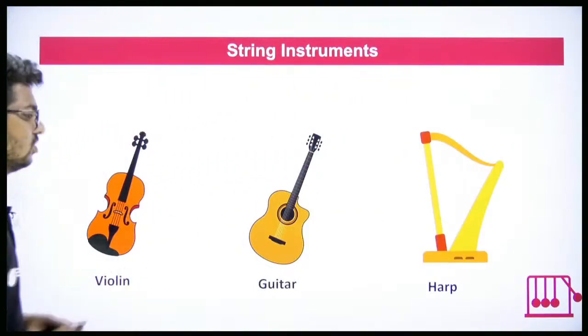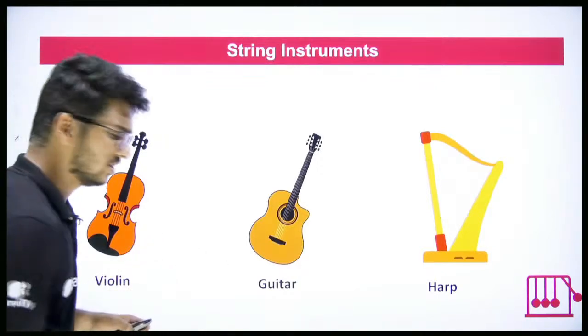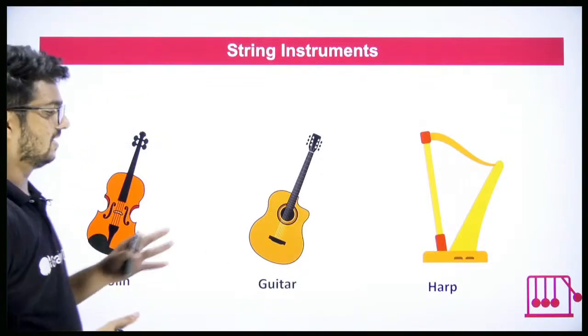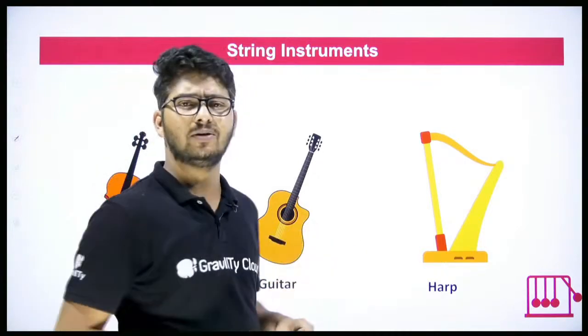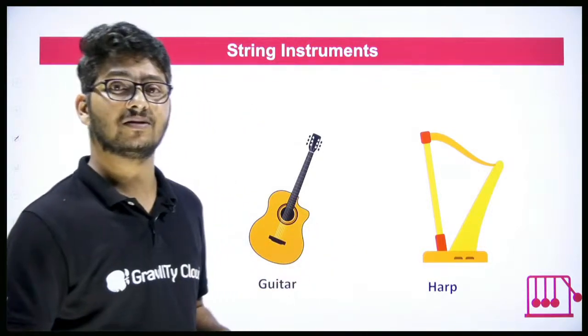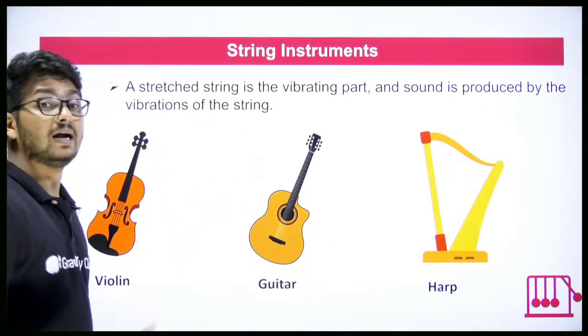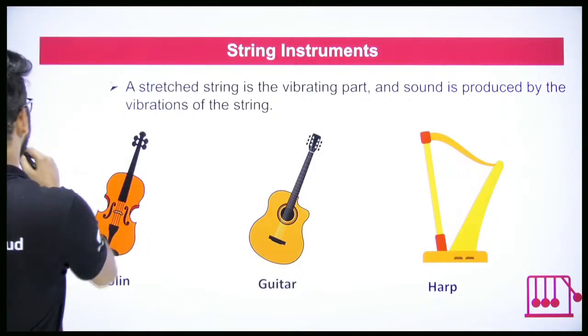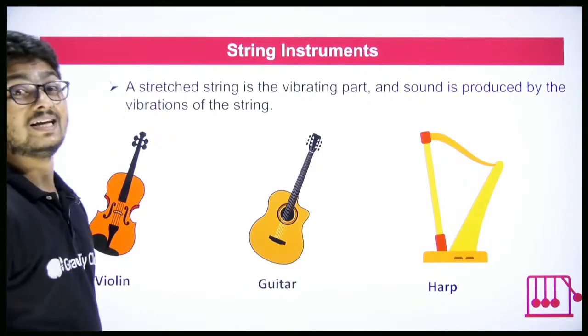So let's go into string instruments. There are many examples of string instruments, by the way. I can show you here violin, guitar, harp. These three have been shown. There are many others. And what is the vibrating part? The vibrating part in all these cases is a string.